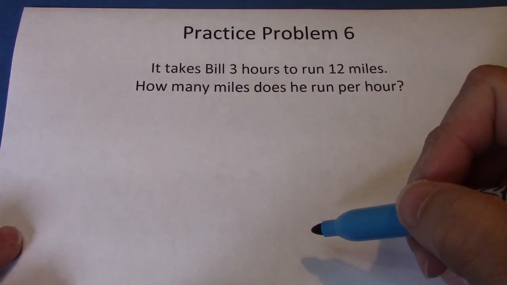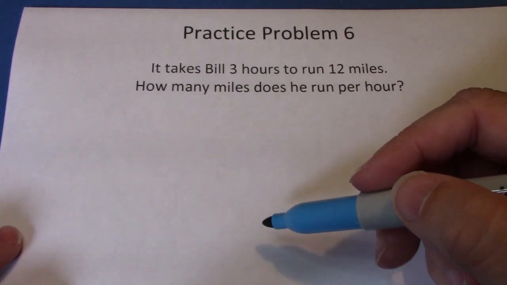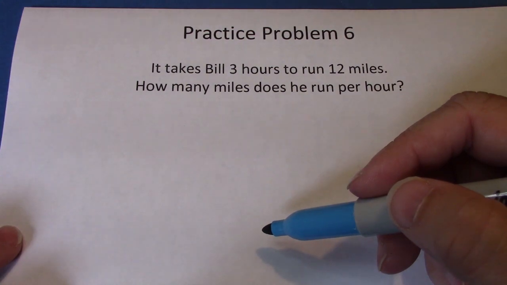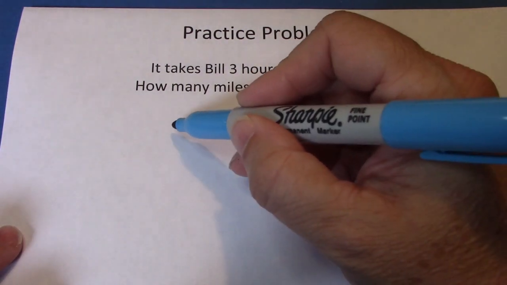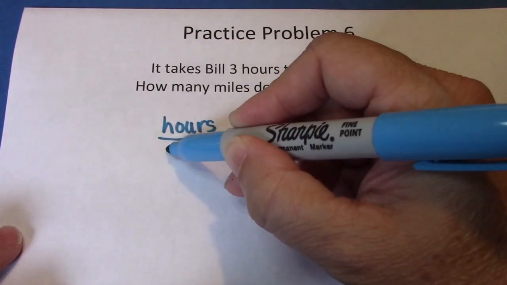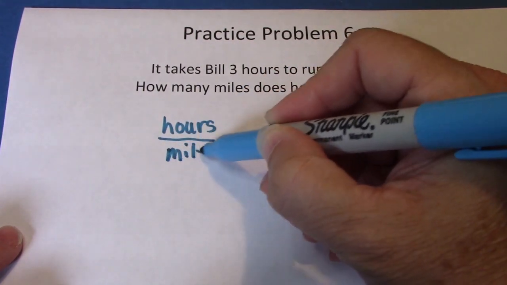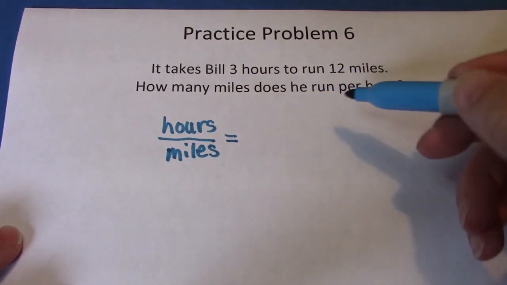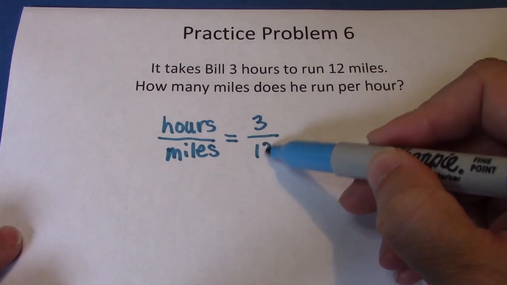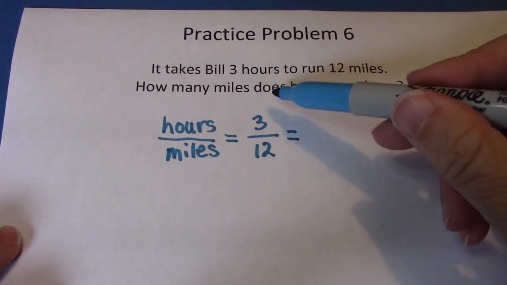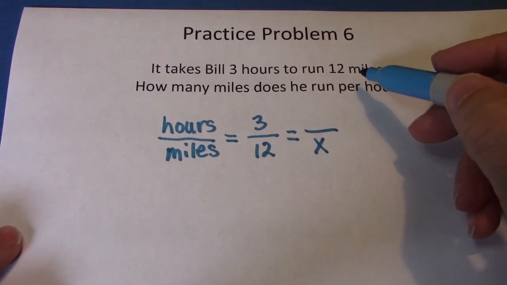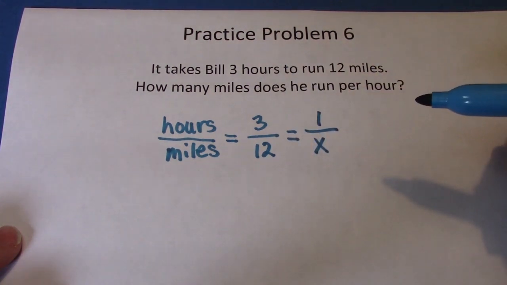And problem 6 says it takes Bill 3 hours to run 12 miles. How many miles does he run per hour? So we're talking about miles, and we're talking about hours. Let's decide one is going to be in the numerator, one's going to be in the denominator. It doesn't make any difference. So it takes Bill 3 hours to do 12 miles. How many miles, miles being on the bottom, that's how many is x, does he run per hour? So that's just 1 hour.